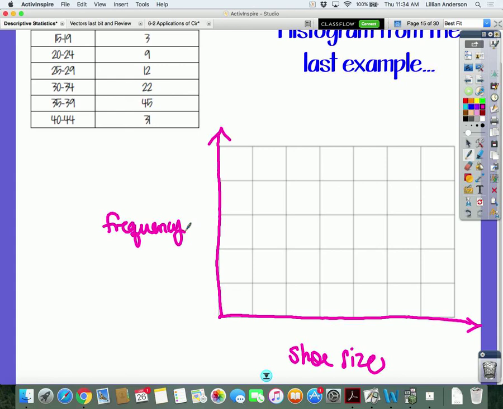Okay? As we can see here, looks like our largest value is 45, our smallest value is 3, so maybe 1, 2, 3, 4, 5. Maybe not go by 5s, but go by 9s. That way it can fit everything. So 9, 18, 27, 36.